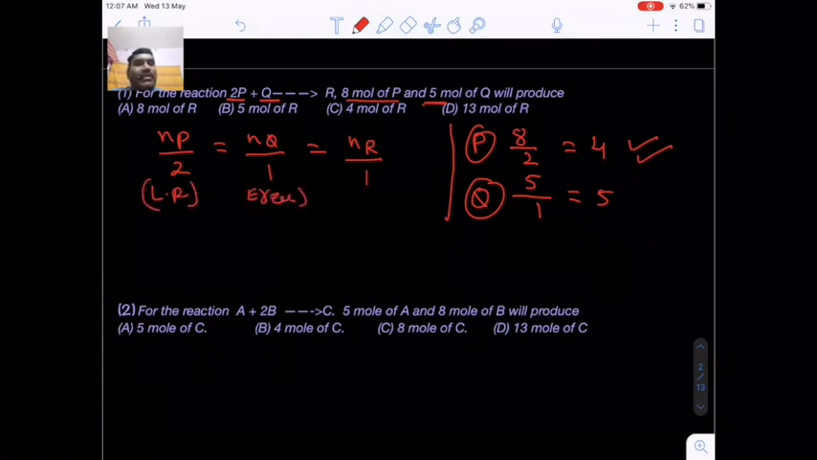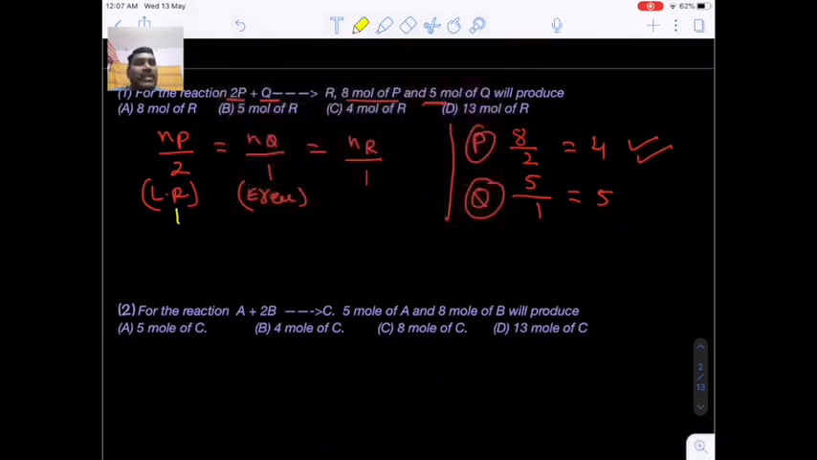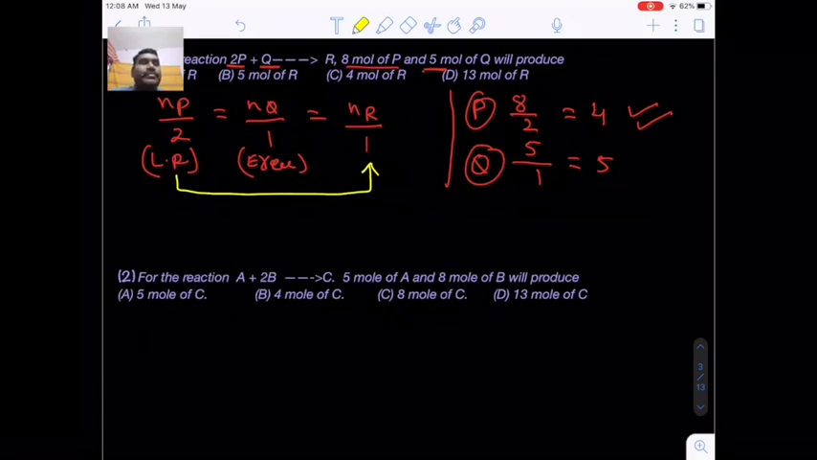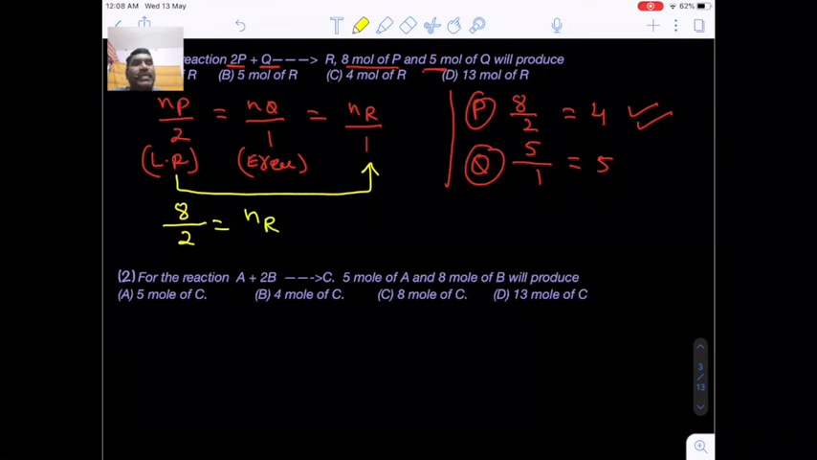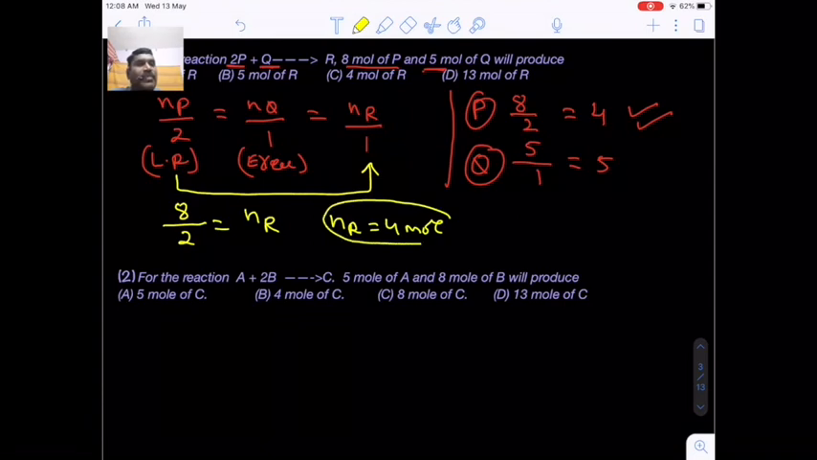Always we have to calculate the number of moles of the product with the help of the limiting reagent only. So now we are equating these two. Because Q is the excess amount, how many moles of P are given to you? 8 moles by 2. How many moles of R will be produced? 4 moles.